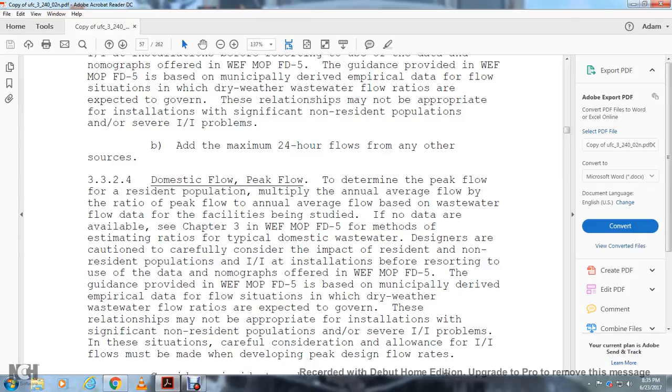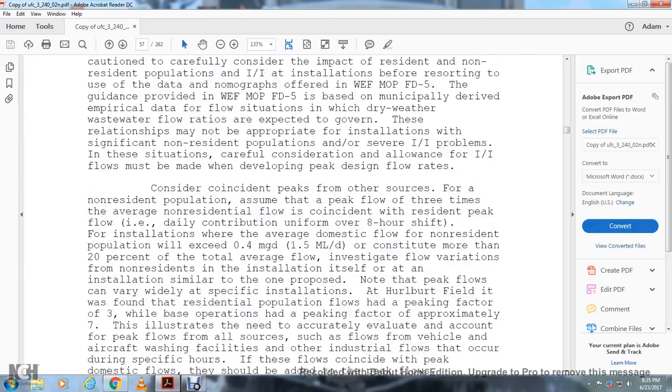installations before restoring the data of the monograph offered by the Water Environment Federation MOP FD5. The federal guidance provided with the Water Environment Federation MOP FD5 is based on municipal derived empirical data of the flow situation with the dry weather wastewater flow ratios expected to govern. These relationships may not be appropriate to installations with a significant non-residential population or serving a one-to-one problem situation. Carefully considered allowance for one-to-one flow must be made in developing peak design flow rates.